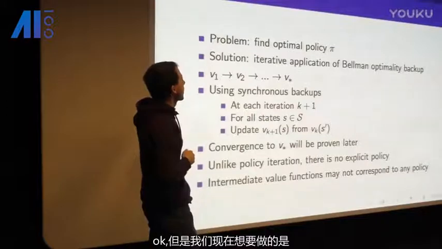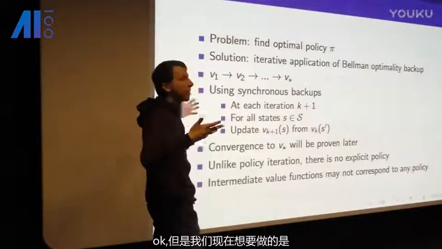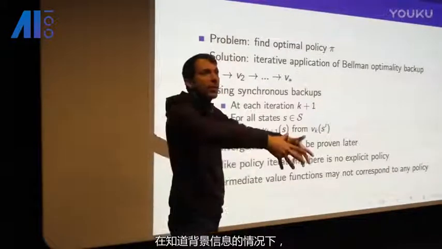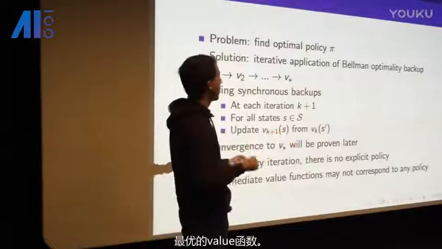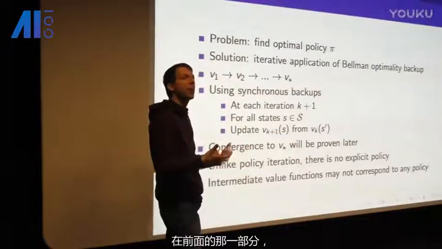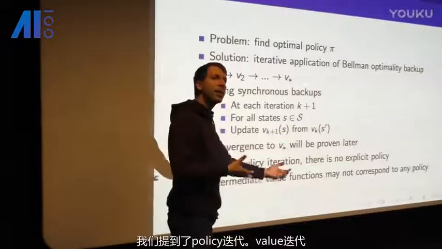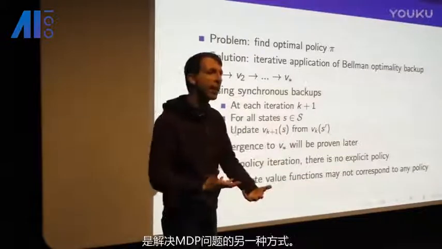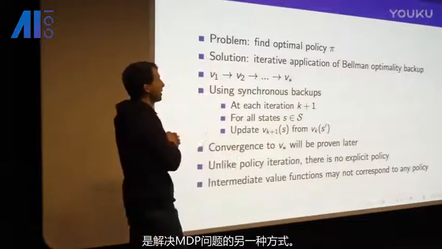Okay. But what we want to do now is, given that someone has given us this MDP, we want to solve it. We want to find the optimal value function. So in the previous section we had policy iteration. Value iteration is another mechanism for solving the MDP.